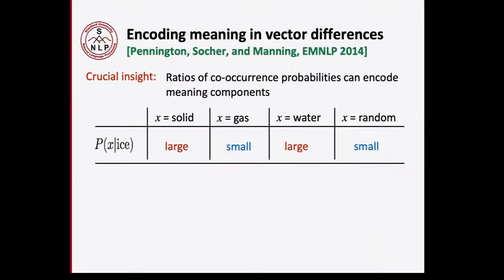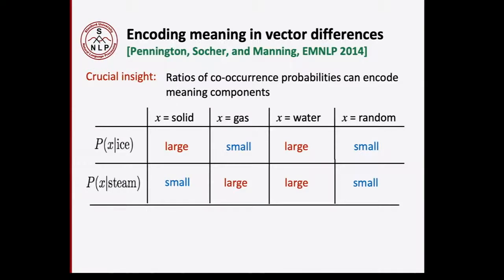And so the idea here is if you have a word like ice, and you say how often a word is going to co-occur with it, well, solid should co-occur a lot and gas shouldn't. But water's also going to co-occur a lot, and some random word won't occur much. If you have steam, you get the opposite pattern with solid and gas, right?